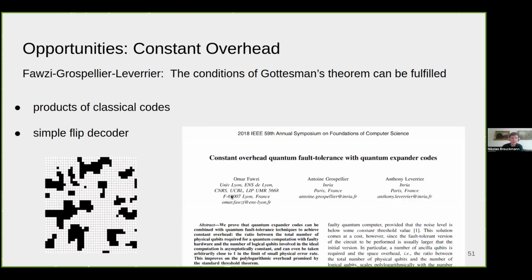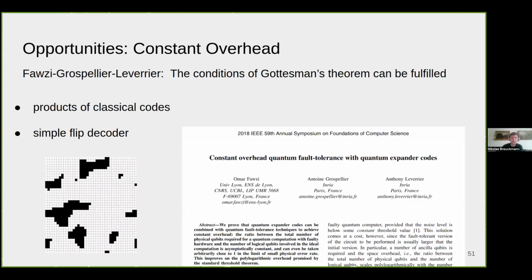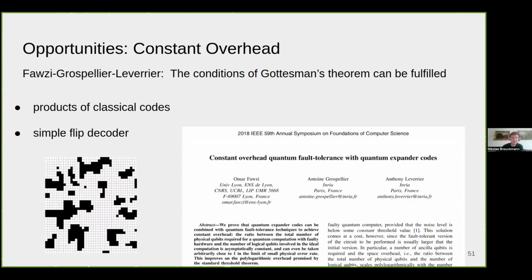It was shown by Fawzi, Grospellier, and Leverrier that the conditions of Gottesman's theorem can be fulfilled. They take the tensor or hypergraph product of classical codes, and they introduce a very simple flip decoder, which works a little bit like this cellular automaton I show you here. It just looks at local neighborhoods and then performs flips. So this fulfills Gottesman's conditions.